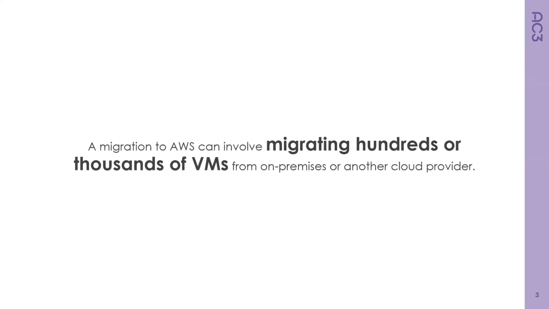Okay, so what's the problem we're trying to solve? A migration to AWS can involve migrating hundreds or thousands of VMs. Now, as opposed to moving a few VMs that you can rebuild from scratch, when you get to bigger numbers like hundreds or even thousands, this can become a very long process and it's more than likely not ideal. So what you want to do is get everything in AWS as quickly as possible and start re-architecting to make use of all the native services and everything that is available in AWS.